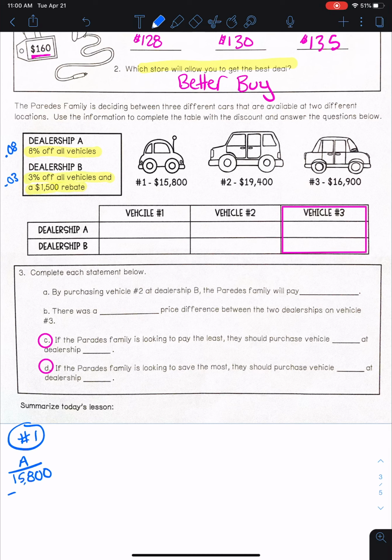So dealership A, vehicle 1, I'm going to take 15,800 multiply 0.08. 8 times 8 is 64. 46, 12, and I have to move my decimal twice. So $1,264 is the money I save. In the boxes, I'm just putting the discount. So my discount at dealership A, I'm going to save $1,264. If I go to dealership B, I get 3% off, so I need to multiply by 0.03.